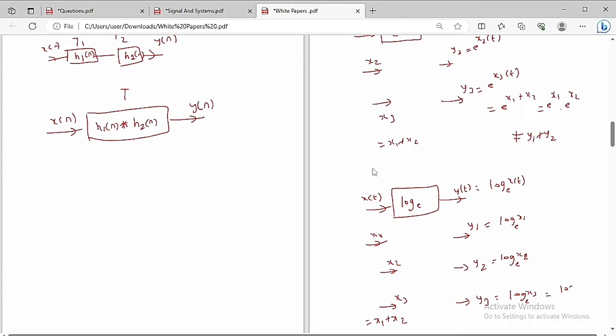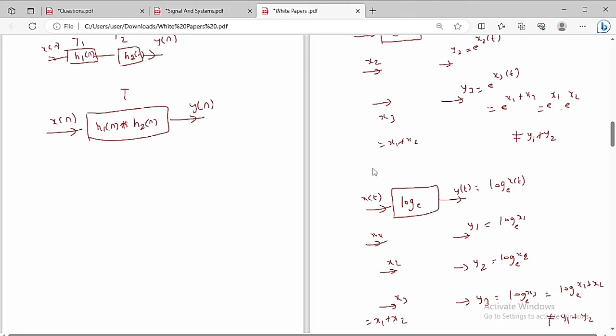Suppose this new input is a summation of the two previous inputs, then what is the output that I am going to get? Log of x1 plus x2 with base e. So log of m plus n. And we know log of m into n is nothing but log m plus log n, and log m by n is nothing but log m minus log n. But this is not equal to the summation of the two previous outputs. As the input is the summation of the two previous inputs, but the output is not equal to the summation of the two previous outputs, definitely we can say this given system is also a non-linear system.